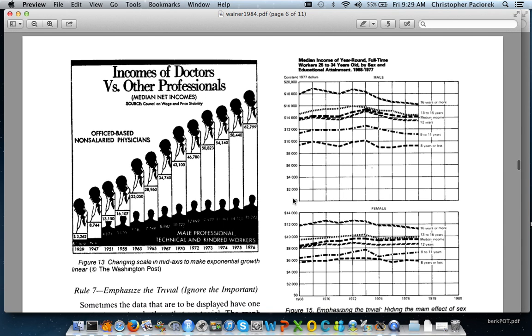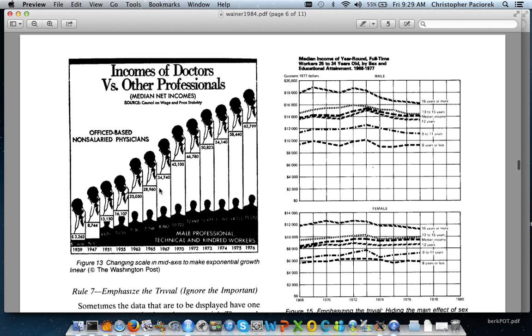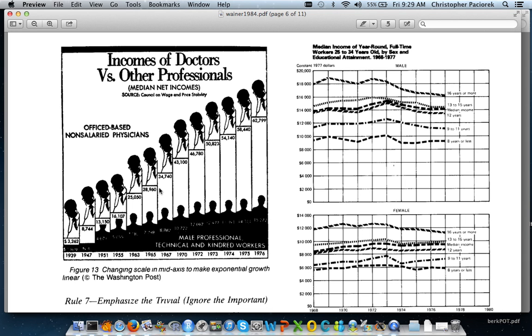Here's a good one. The caption says something about changing the scale in mid-axis on this left-hand side one. See if you see what they mean by changing the scale in mid-axis and why it's so deceptive in this case. So usually the discontinuities that people put in are on the y-axis, but it took me a little while to see this even after I read the caption.